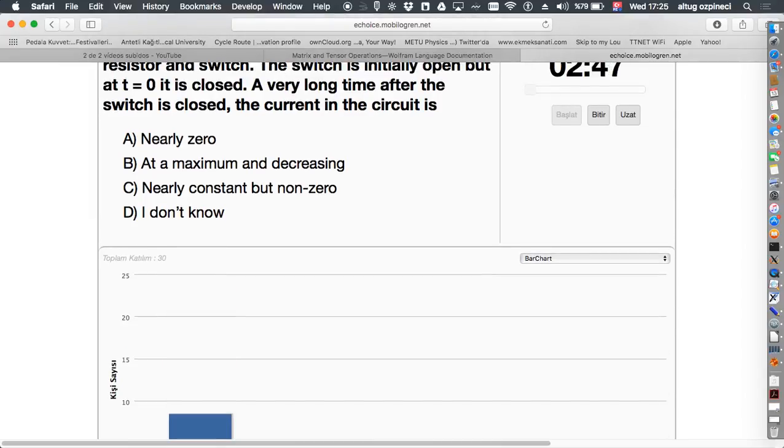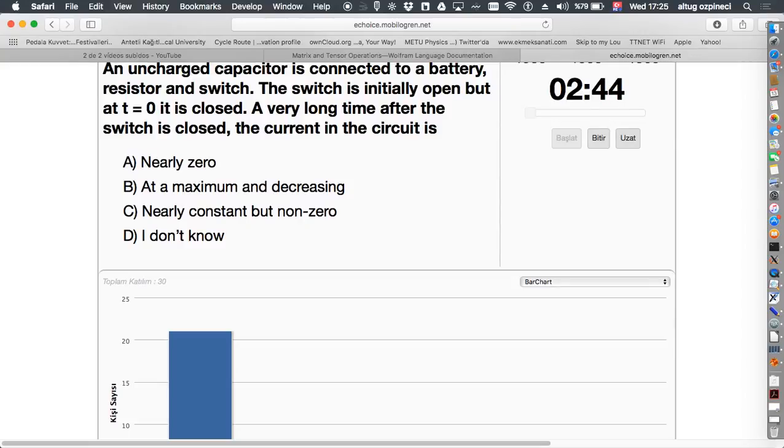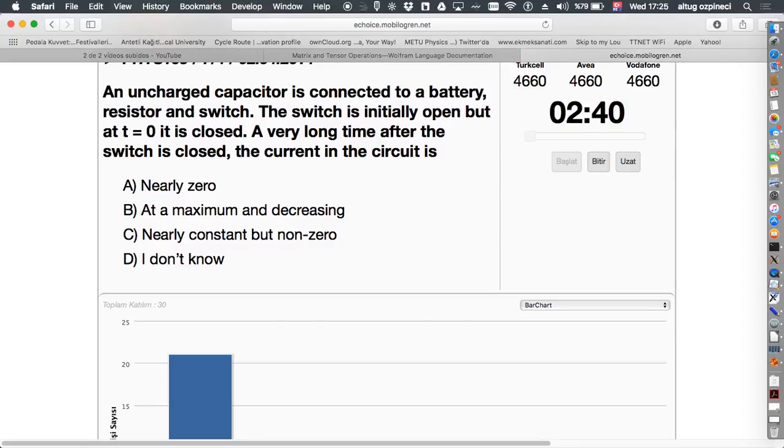Your friend is asking why it can't become nearly constant but non-zero. Not really, because if the current was constant, or nearly constant, there would be a buildup of charge on the capacitor. It will keep building up, which means the potential difference across the capacitor will keep increasing, maybe slowly, but indefinitely. But the potential difference across the capacitor cannot be larger than the potential difference provided by the battery. So it cannot be nearly constant.